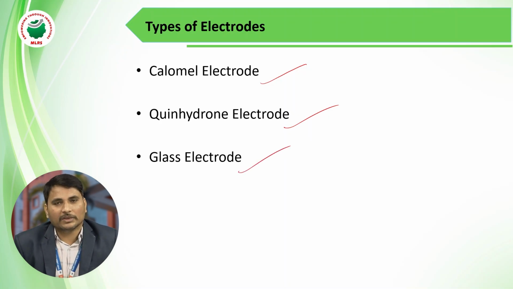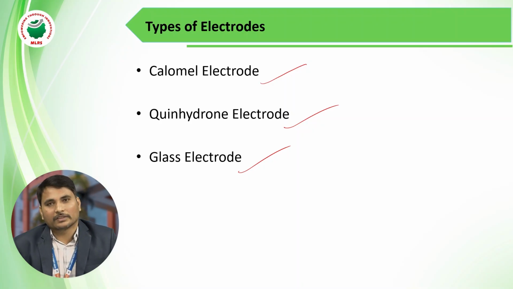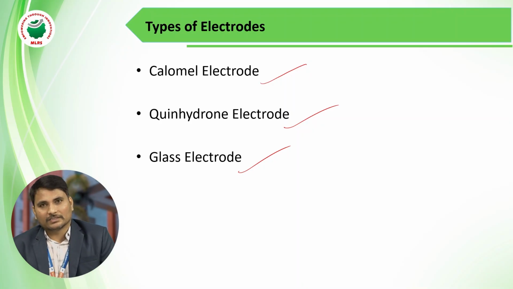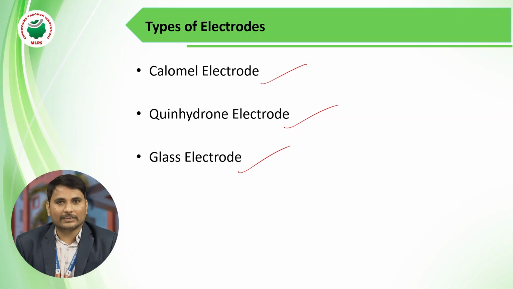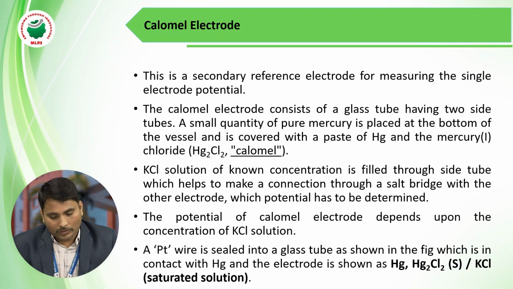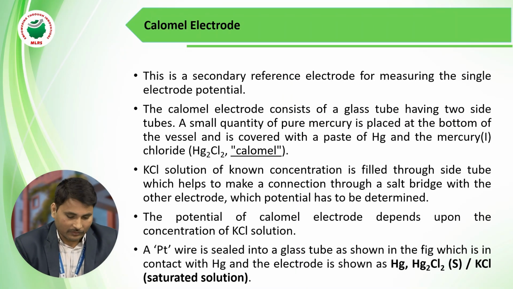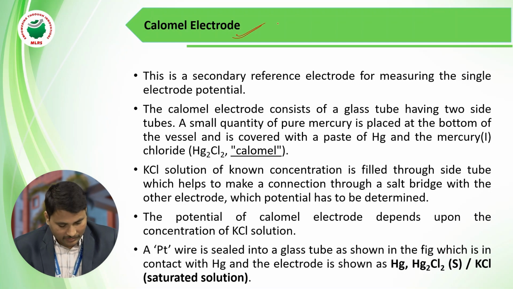Actually, what is meant by an electrode? First we will see the definition of the electrode. A material which possesses electrons or conductivity, we call an electrode. They may be rods or metal plates. It is a simple definition for the electrode. Now we will see one of the important electrodes, that is the calomel electrode.